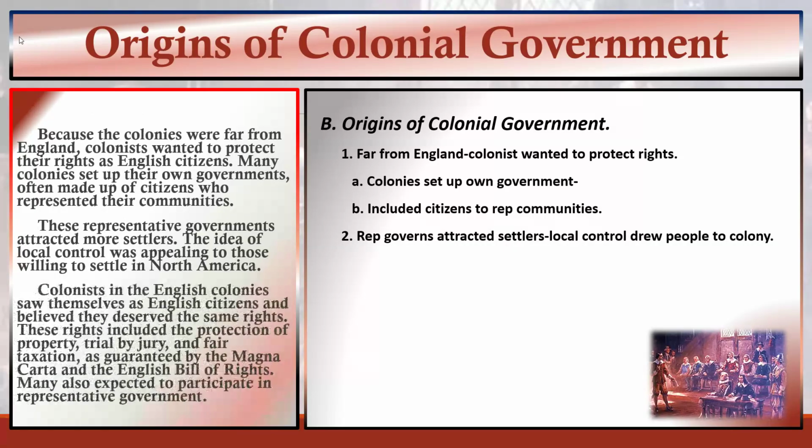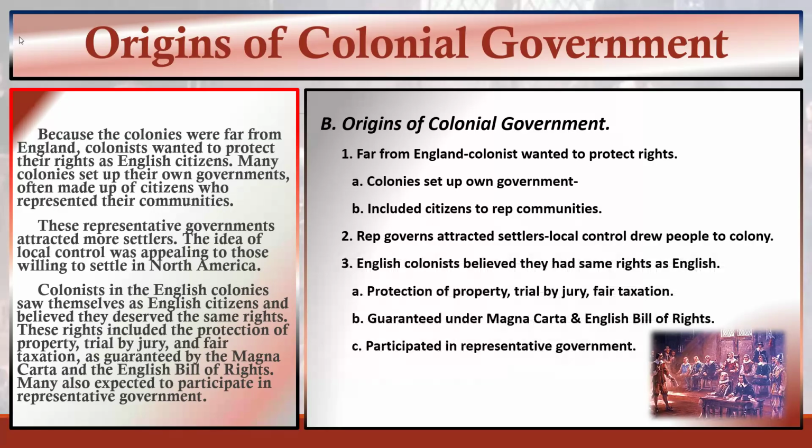So moving on. Colonists in English colonies saw themselves as English citizens and believed they deserved the same rights. These rights include the protection of property, trial by jury, and fair taxation, as guaranteed by the Magna Carta and the English Bill of Rights. Many also expected to participate in representative government, and boy, does this relate to what we've covered. And this is why I covered that information, because these are the values and traditions that the people wanted to bring with them here. Right? This is what they wanted to bring.